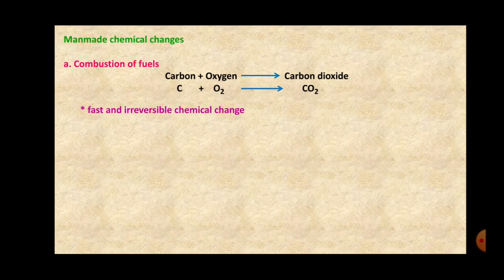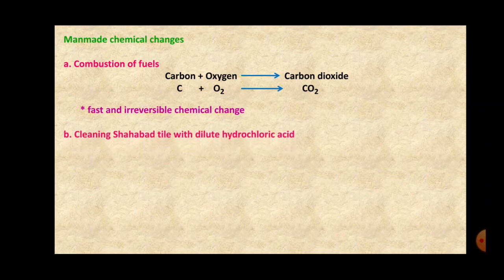Now these chemical changes are quite fast and they are irreversible. We had studied in the previous lesson that chemical changes are irreversible. The new products which are formed cannot be converted back into the original substances because their chemical composition changes, right? So, combustion of fuel is a fast and irreversible chemical change.